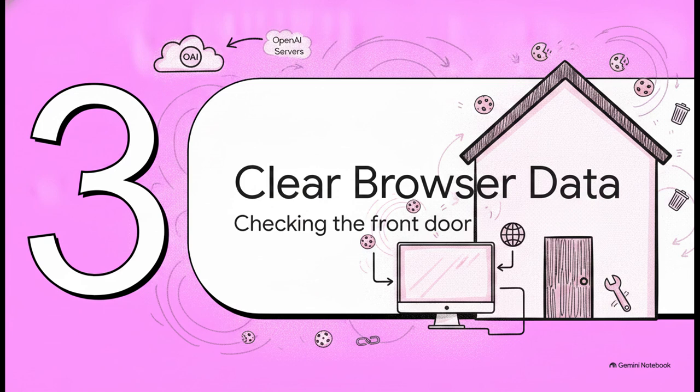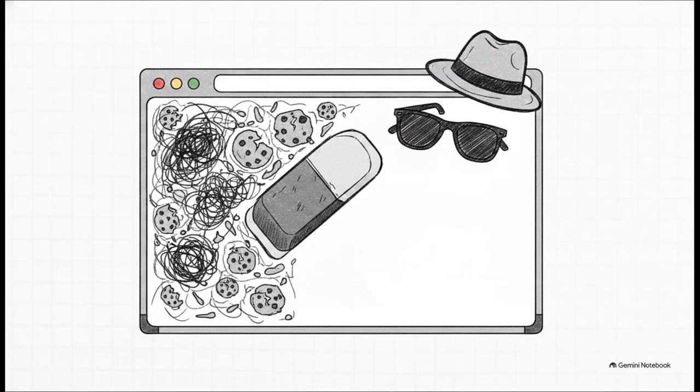Which brings us to step 2, clear browser data. This is checking the front door. If the servers are totally fine, the miscommunication is happening right inside your own browser. Basically, as you use the web, session data can become corrupted. It creates this awful communication loop. It's kind of like your browser keeps handing ChatGPT a scrambled ticket and the AI just keeps rejecting it. To break this loop, you need to wipe the slate clean by clearing your history, your cache, and your cookies.